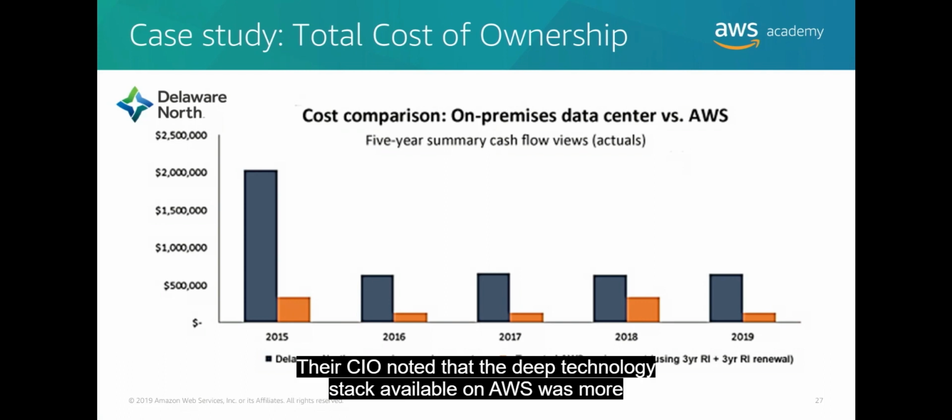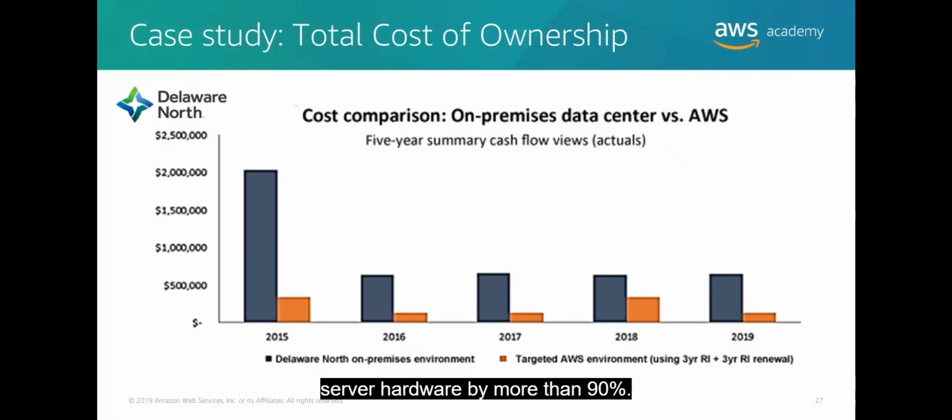Their CIO noted that the deep technology stack available on AWS was more than sufficient to meet the company's technical requirements. Delaware North saved at least $3.5 million over 5 years by reducing their server hardware by more than 90%.